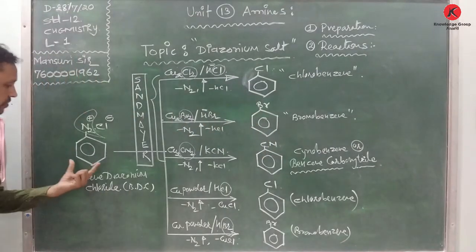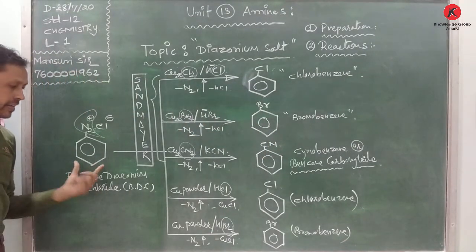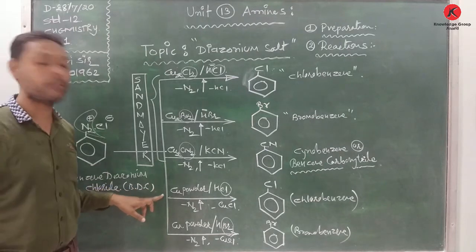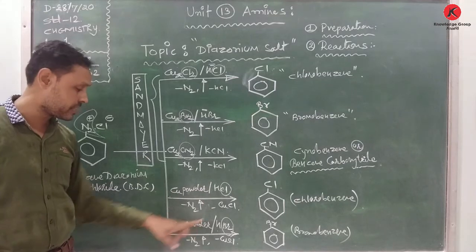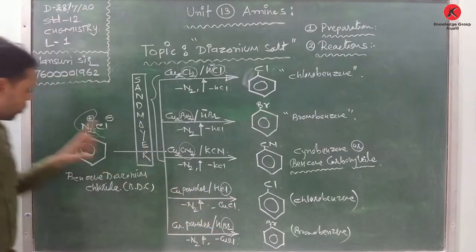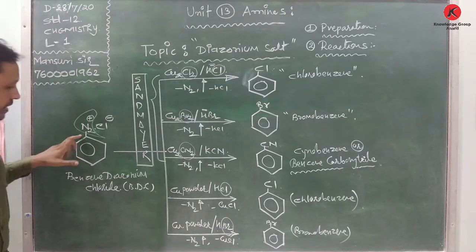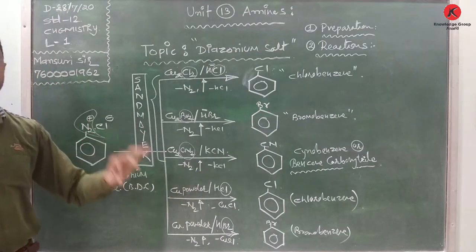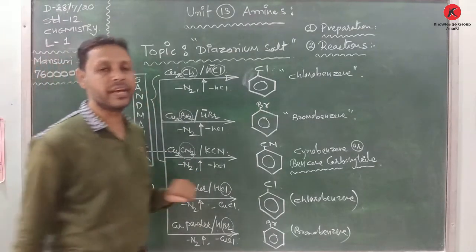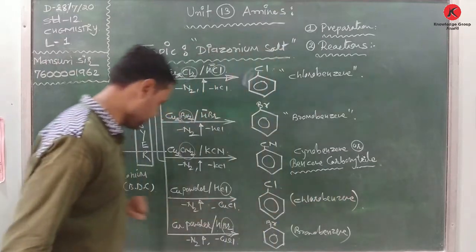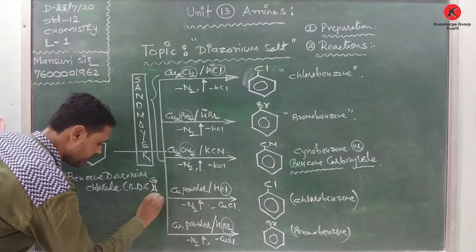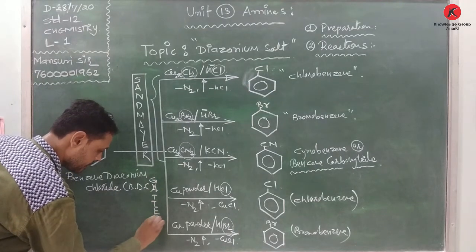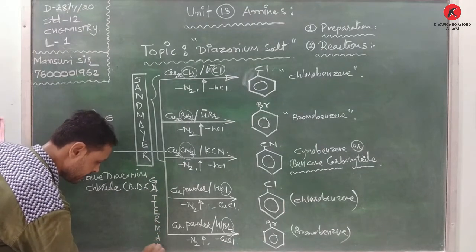So here, when benzene diazonium chloride reacts with the mixture of copper powder and HCl and the mixture of copper powder plus HBr, then chlorobenzene and bromobenzene will be formed. These reactions will be known as the Gattermann reaction.